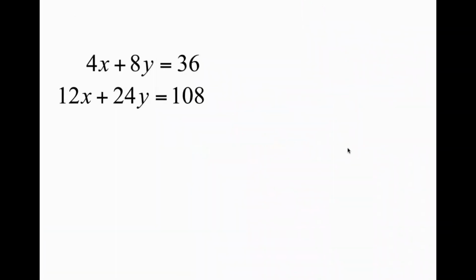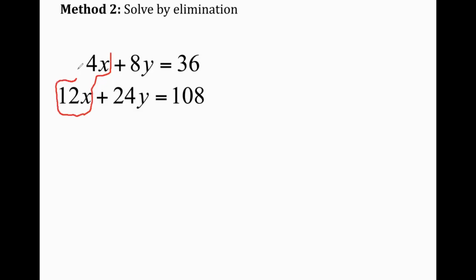Now we are going to solve the exact same system, except we're going to be using another method. For this method, we're going to be using elimination. And remember that with elimination, your purpose is to eliminate one of the like terms. So either you would have positive 4x and positive 12x, and you would eliminate those two, or you could also eliminate positive 8y and positive 24y.